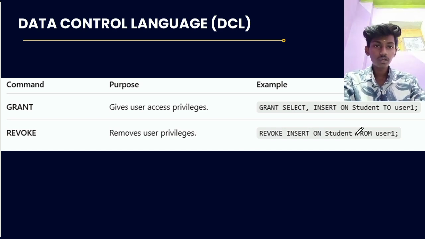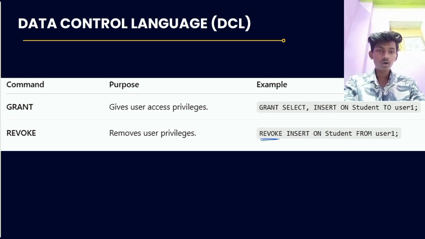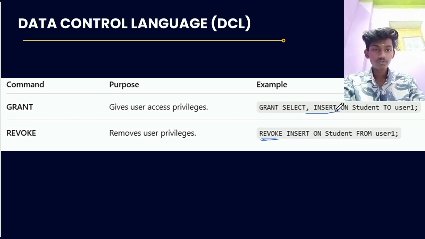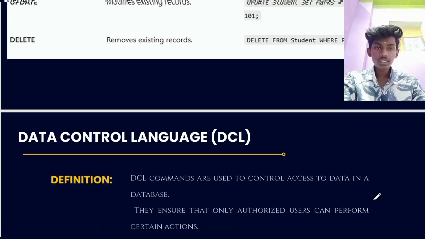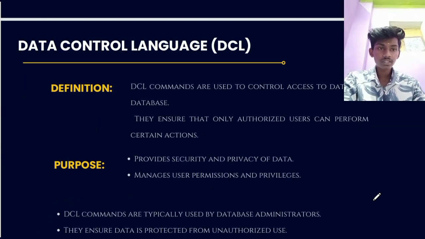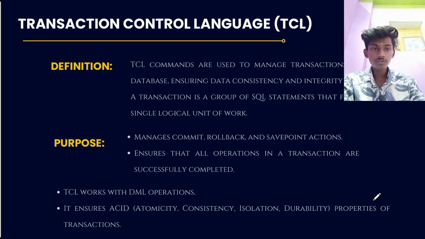Then revoke: remove the permission from the user which we granted before. Syntax: revoke privilege name on object from user. For example, we already gave the insert privilege to user 1. Now we are revoking it. Revoke insert on students from user 1. DCL commands are generally used by database administrators to protect sensitive information from unauthorized access.